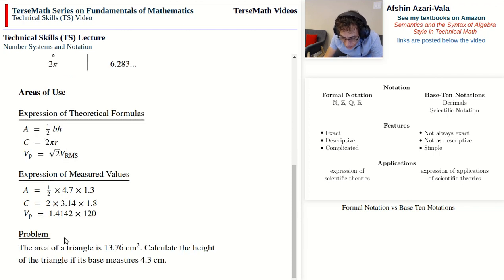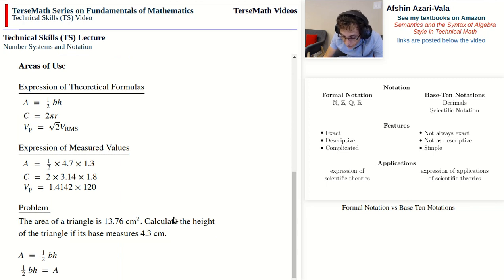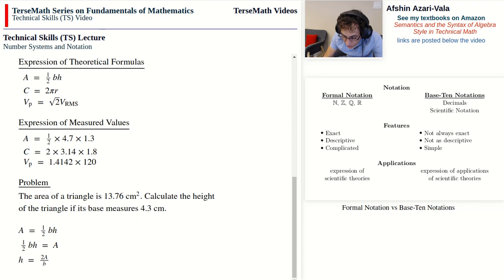So if I'm working on a problem, the area of a triangle is 13.76 square centimeters. Calculate the height of the triangle if its base measures 4.3 centimeters. Then I start with theory. I say that I already know that the area of a triangle is half times the base times the height. And I would like to find the height. That's what it says I should find. So I'll switch sides and then solve for h to end up with 2a divided by b.